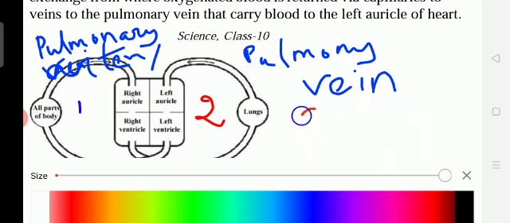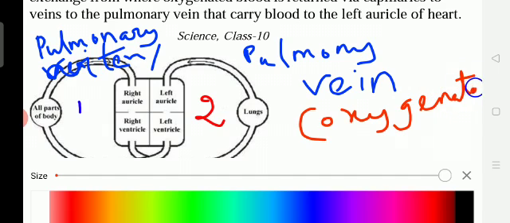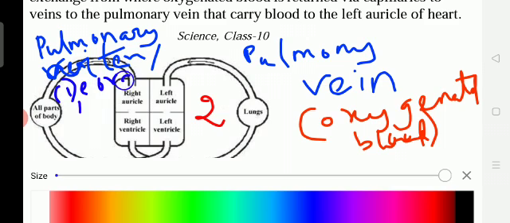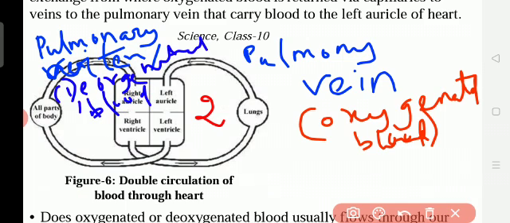Pulmonary vein always carries oxygenated blood. Write here in your textbook, oxygenated blood. And this one carries the deoxygenated blood. Deoxygenated blood means what? It is the impure blood. So here you see this is the first pathway and this is the second pathway.